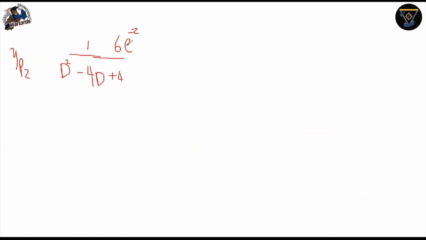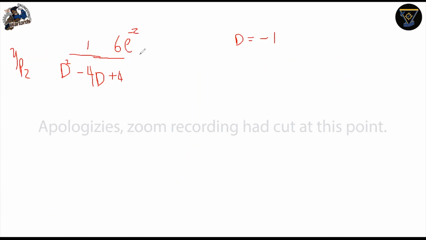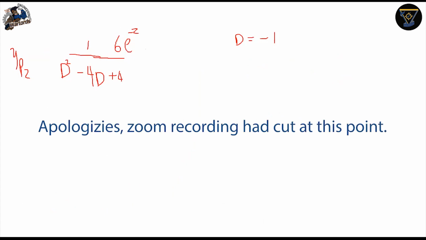So seeing that this is e to the minus z, and there's nothing multiplied by the e, like a sine or a cos or x, we just do a direct substitution. So what we're saying is that d is equal to -1, because this has a -1 here. So all you do is a direct substitution.